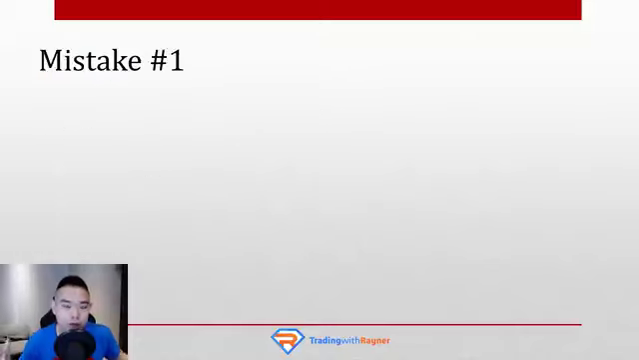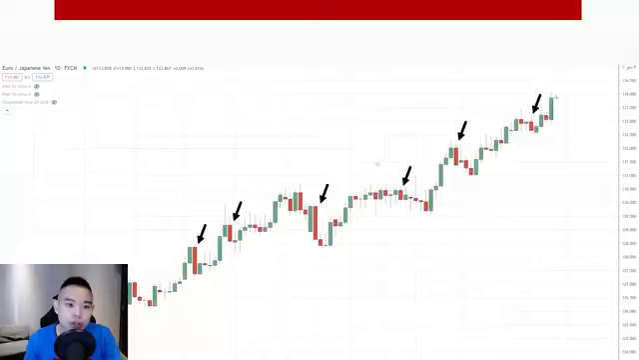Okay, now let's talk about the first mistake. Have a look at this chart over here. What I've drawn over here, the arrows are simply highlighting a few bearish engulfing patterns on the chart. So many traders will study all these reversal candlestick patterns. Oh, a shooting star. Oh, a bearish engulfing pattern. Time to short. And if you do that blindly, just based on the candlestick patterns, you can see that it's going to be a painful experience.